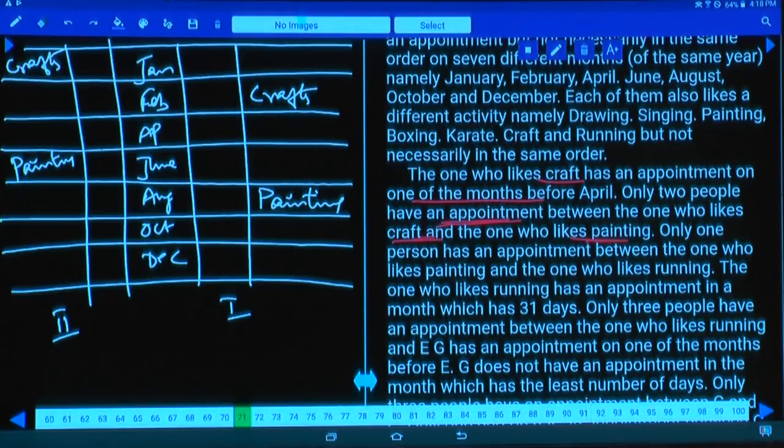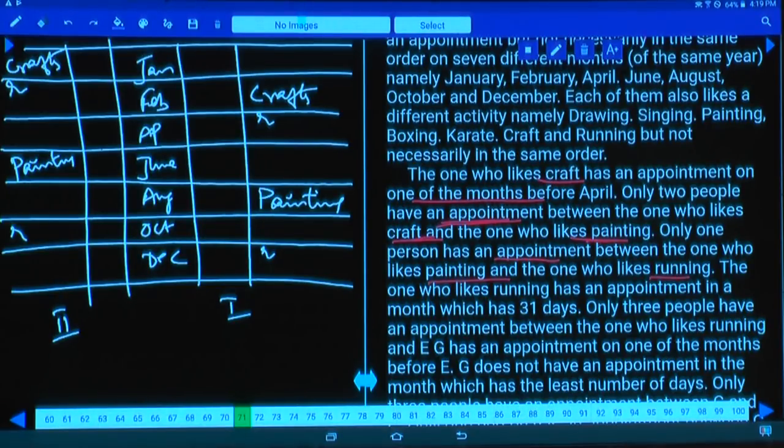Only 1 person has an appointment between the one who likes painting and the one who likes running. Between painting and running, there must be exactly 1. Hence, running can be either here or running can be here. And in this case, running can be either at this place or at this place. There are 2 possibilities in each of these cases, isn't it? Because between painting and running, there must be exactly 1.